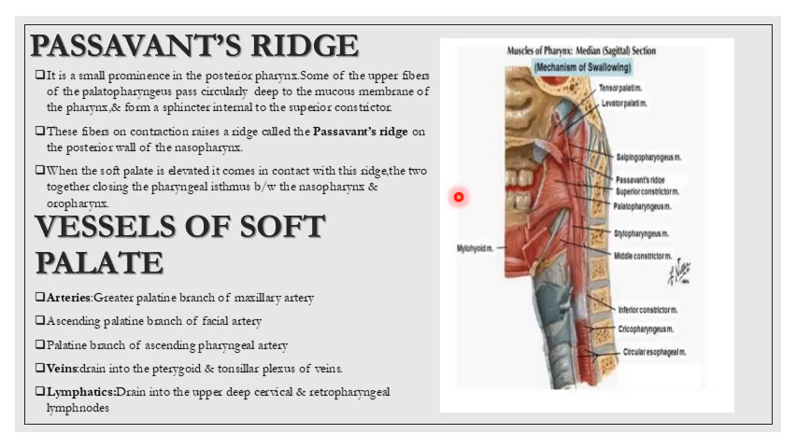Now the vessels of the soft palate. Arteries supplying the soft palate are the greater palatine artery, which is the branch of maxillary artery, ascending palatine artery, branch of facial artery, and palatine branch of ascending pharyngeal artery. Veins drain into the pterygoid and tonsillar plexus of veins. Lymphatics drain into the upper deep cervical and retropharyngeal lymph nodes.